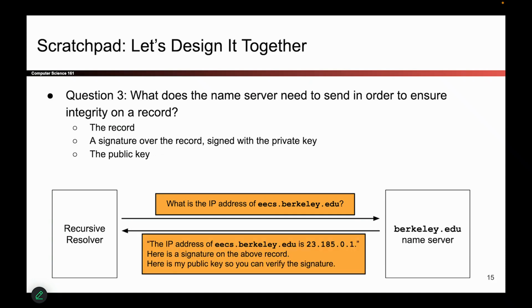This is what it might look like in English. First, there's the answer record. That's the same as it's always been in normal DNS. Then we say, here's a signature on the above record. And finally, we provide the berkeley.edu name server's public key so that the signature can be verified. So with these 3 values, we can give the record to the recursive resolver, and they can verify that the record hasn't been tampered with.